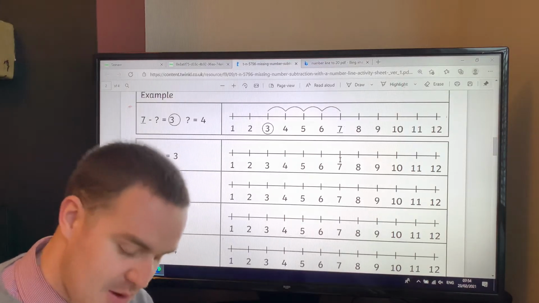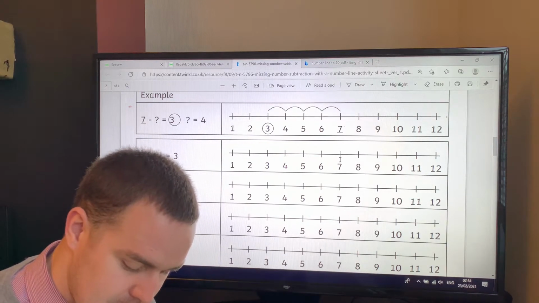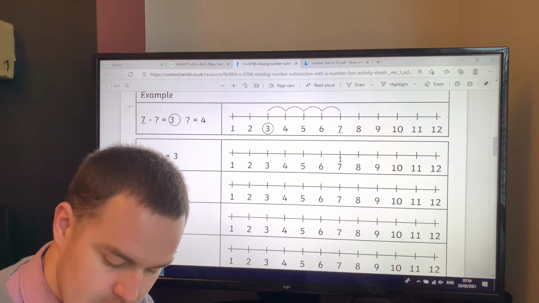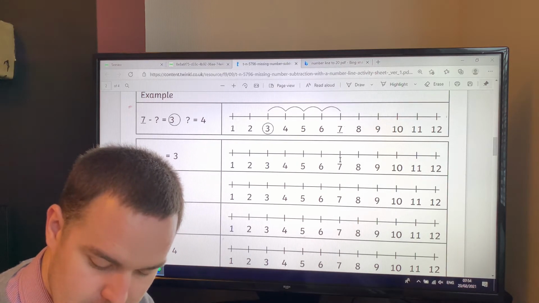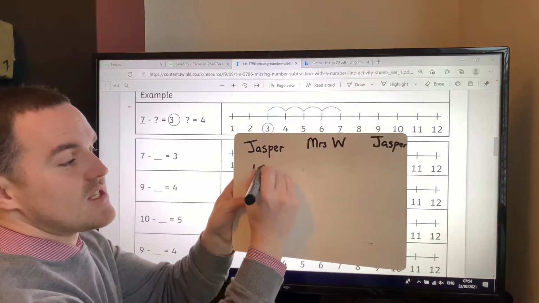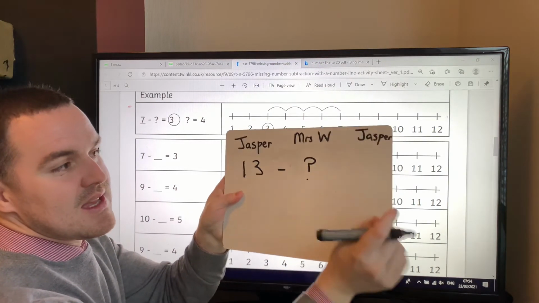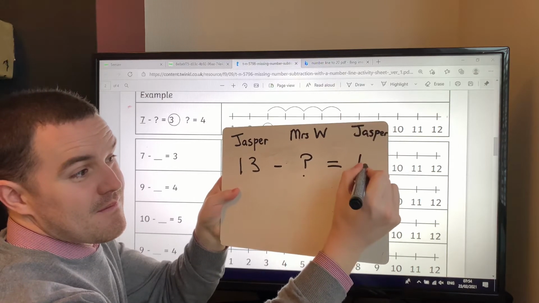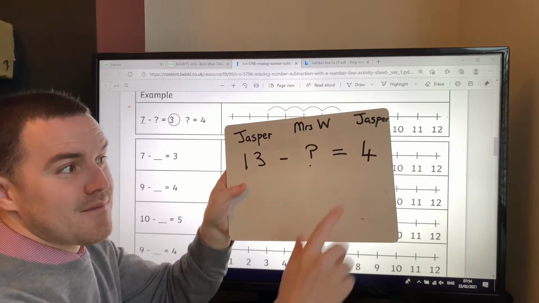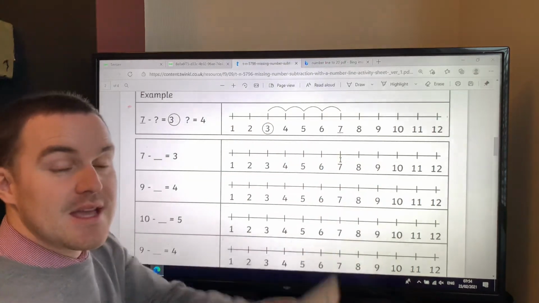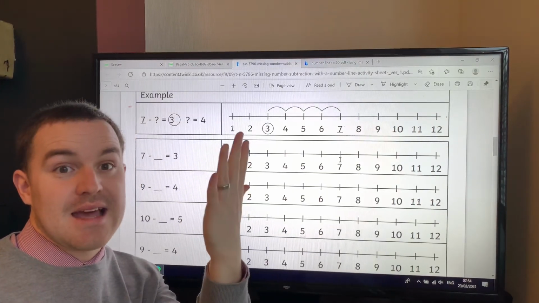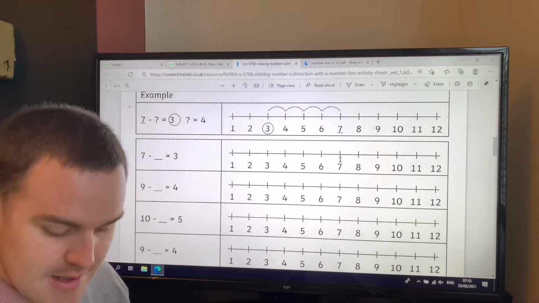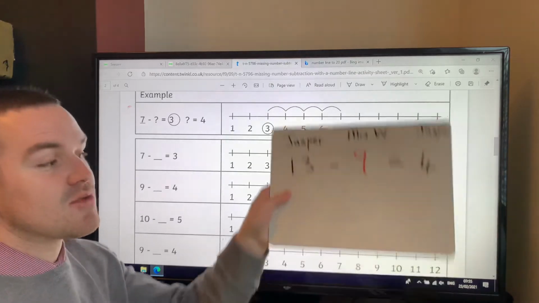Okay, we'll do one more. This time I'm going to go for Jasper. He's giving his sweets to Mrs. Walker. Okay, Jasper's going to have 13 sweets. He's going to take away some, give them to Mrs. Walker, and Jasper is only going to have 4 sweets left, okay? So we want to get from 4 back to 13 to find out how many Jasper's given away. So 4, 5, 6, 7, 8, 9, 10, 11, 12, 13. Jasper has given Mrs. Walker 9 sweets. So 13 take away 9 is 4.